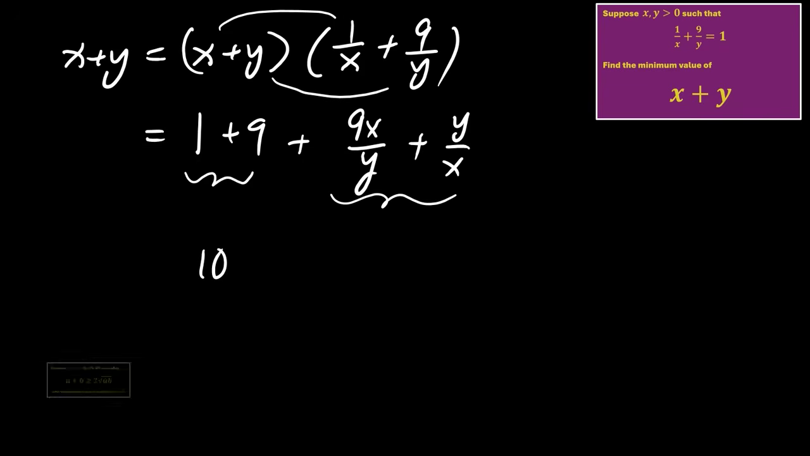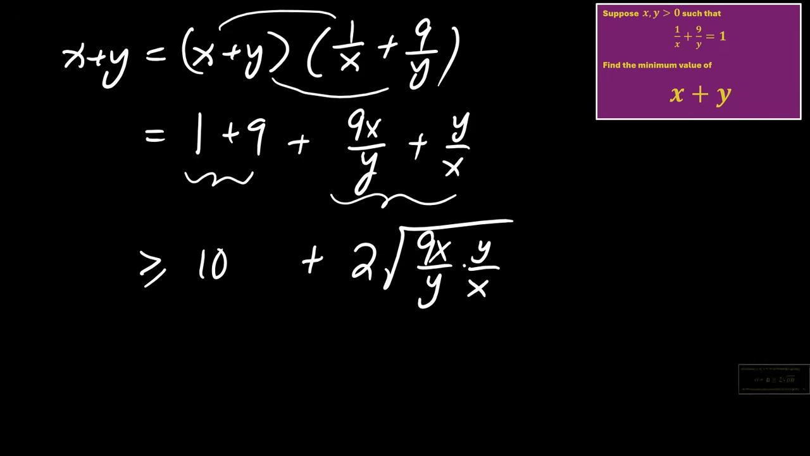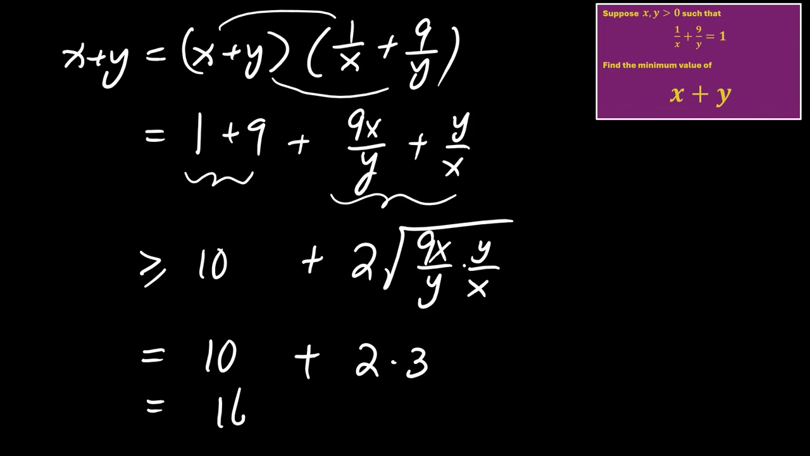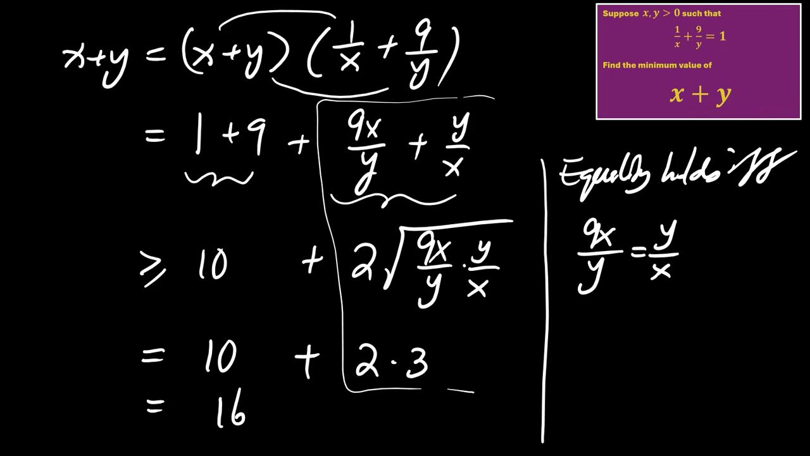For the rest, we can use the AM-GM inequality: that is greater than or equal to 2 square root of 9x over y times y over x. And this will give me 10 plus 2 times 3, which is 16. Equality holds only if 9x over y equals y over x. Since eventually both equal 3, each one must equal 3. So from here it means that y equals 3x.